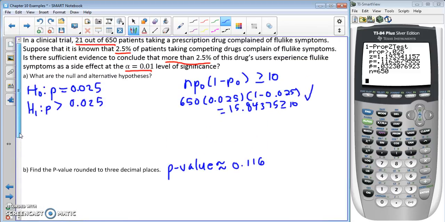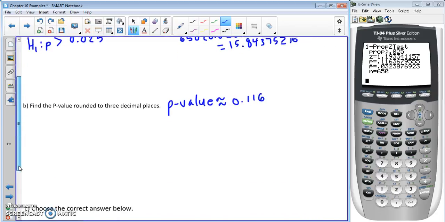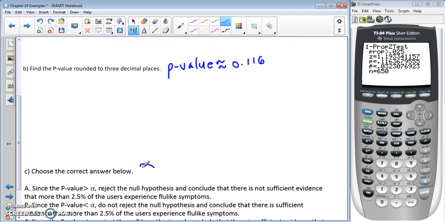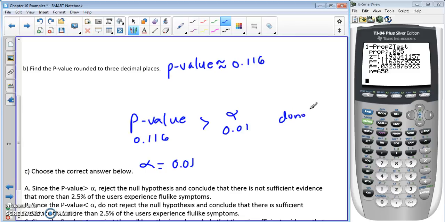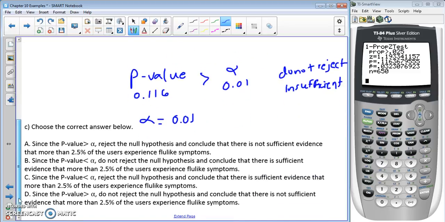And then our last part, so our conclusion here, so alpha is 0.01. So our p-value compared to alpha. So our p-value is greater than alpha. That means that we do not reject, and that means that there's insufficient evidence. So anytime we do not reject, there's insufficient evidence. So commit that to memory.